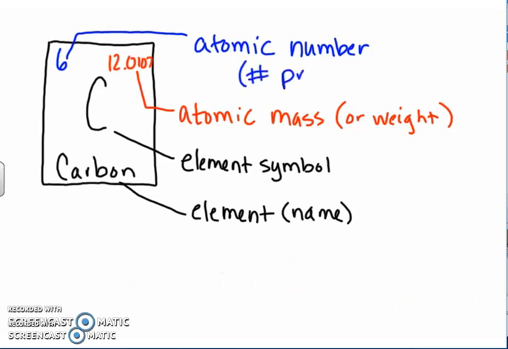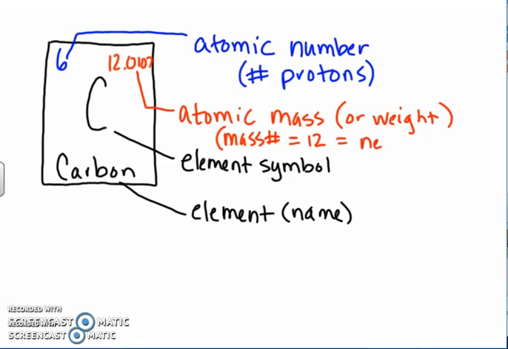So when we look up at the atomic number, that tells us something so important. That tells us the number of protons. Actually, it also tells us the number of neutrons, but I'll repeat myself later on. That's the number of protons and sometimes the number of electrons.